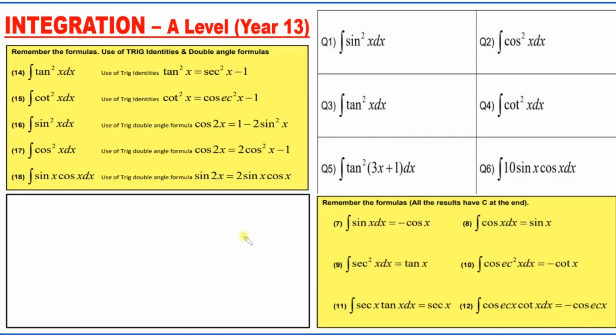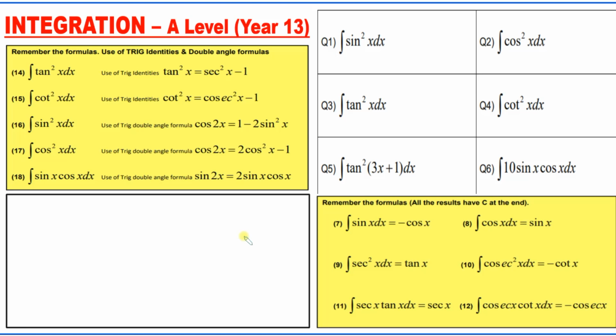Hi everyone, this is our sixth video tutorial on the subject of integration. In this video, we are going to go further to understand more trigonometric functions, patterns number 14 to number 18, giving more flavor to the integration.